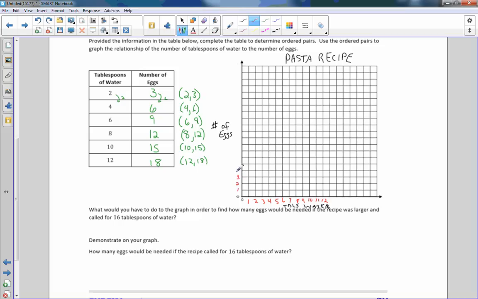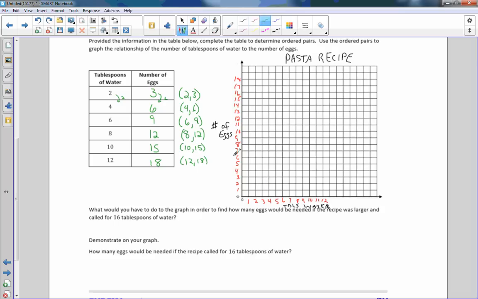1, 2, 3, 4, 5, 6, 7, 8, 9, 10, and so on. I also could have gone by threes because that's how many eggs we're using. We could have gone 3, 6, 9, 12, but we have plenty of room to do it this way.